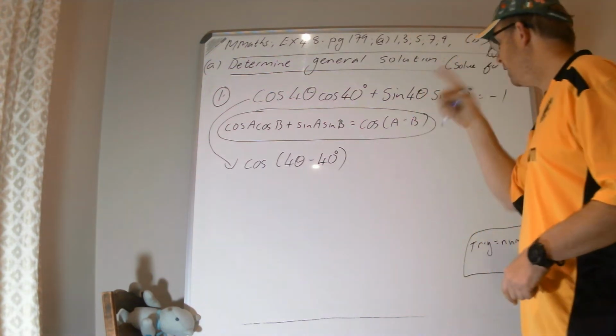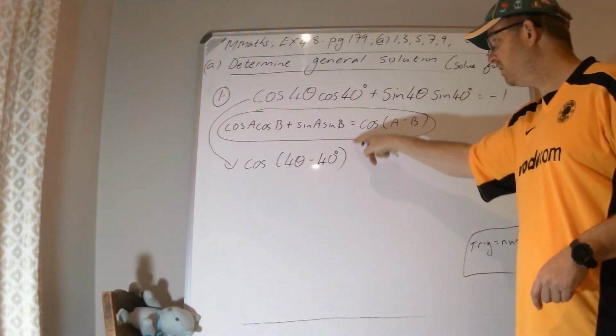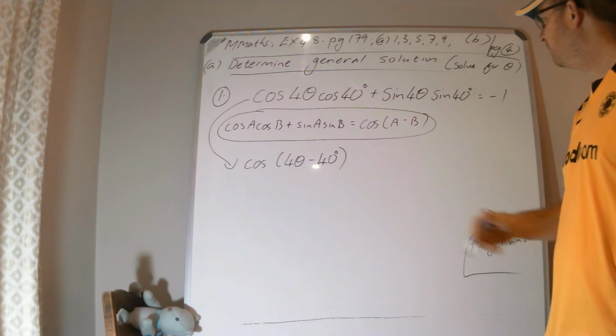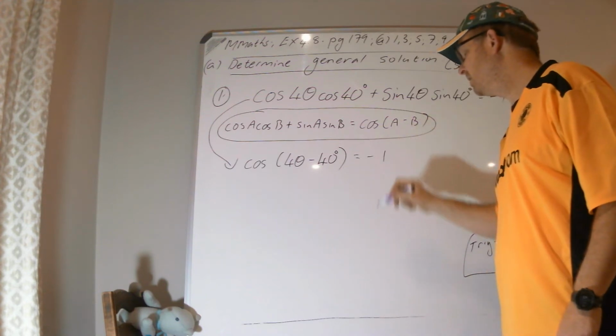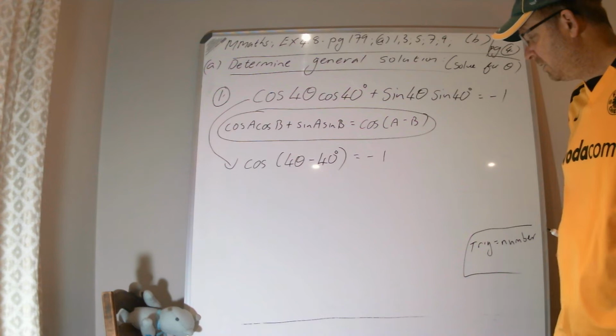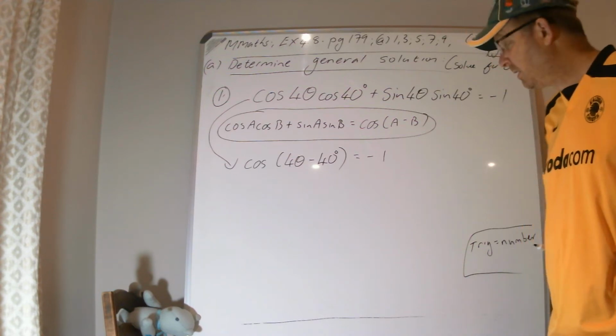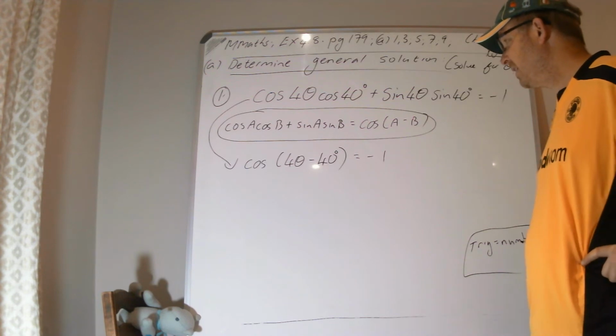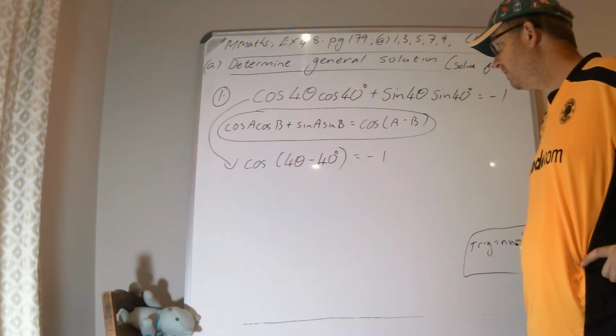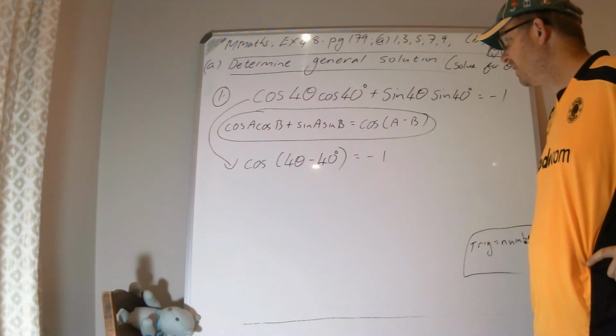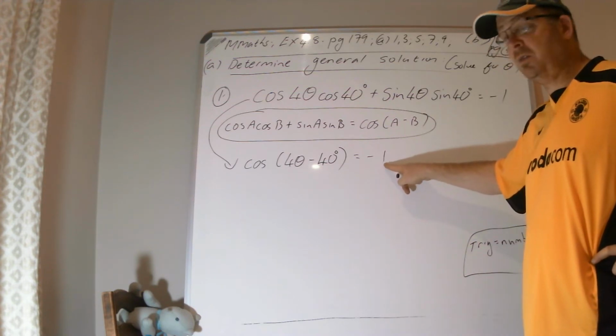Okay. That whole thing over there, using this logic, has become cos(4θ − 40°), and that is equal to −1. Okay, so we're just going to use our calculators. There's an easier way to do it, but I think I might confuse some of you by doing it initially. So if you've got cos(4θ − 40°) = −1, to solve a cos equation, what do we do?